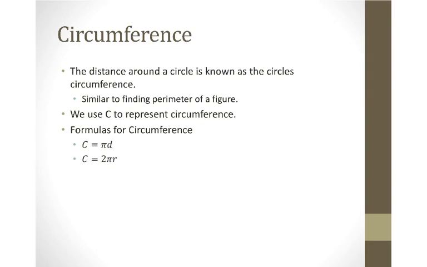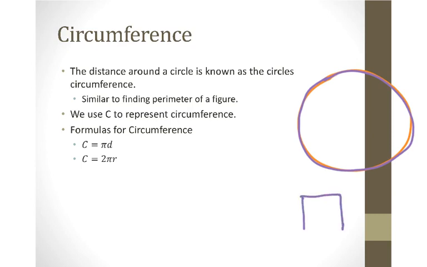So the next part we're going to talk about is circumference. Circumference is the distance around the circle. One way you could think about it is that circumference is the same thing as perimeter. So for circumference, you're trying to find this whole distance around, okay? Remember, like I said earlier, if you were given a square, to find the distance around, that's known as your perimeter. To find the distance around a circle, we call it circumference.